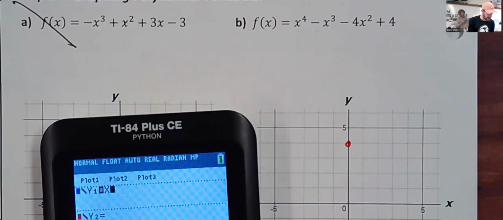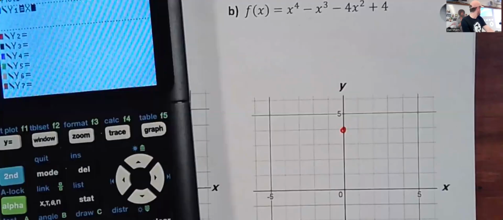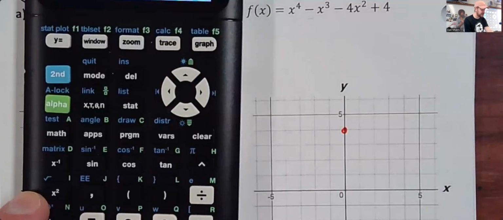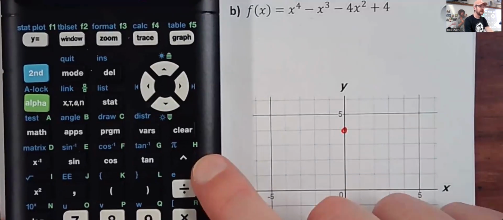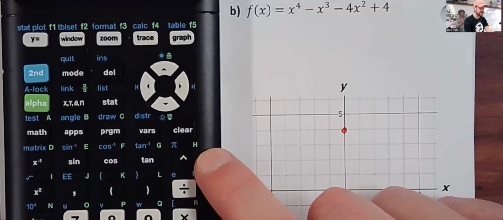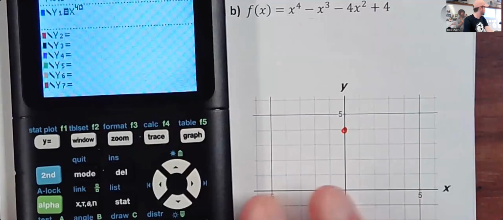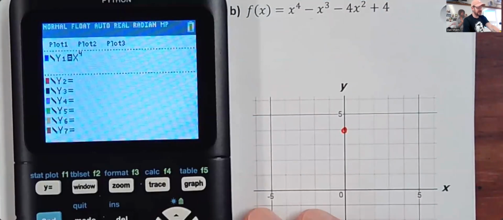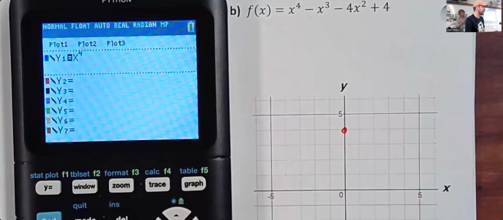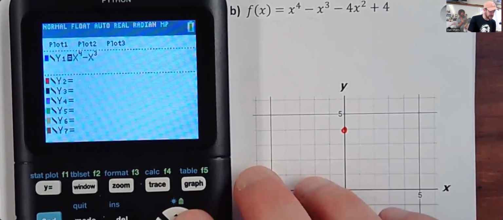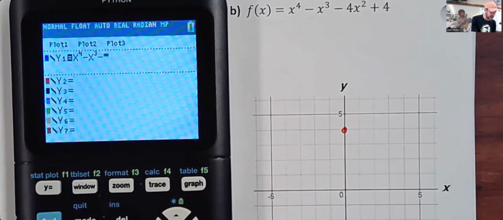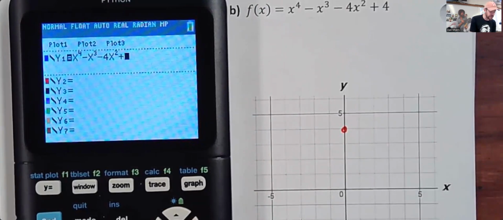X to the power of 4. Oh, by the way, if you want something other than a second degree exponent, push the button above divide. That is the exponent button, and you can type in whatever number you want. So x to the power 4. In order to get back down, though, you have to push the right arrow. So x to the 4th power minus x to the 3rd power, head back down, minus 4x squared plus 4.